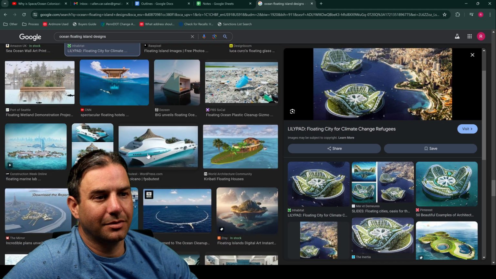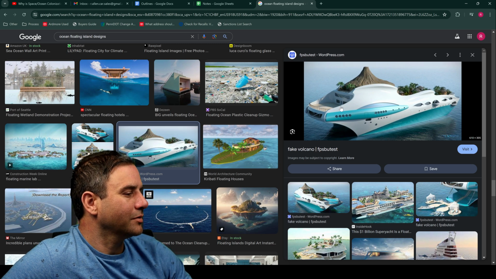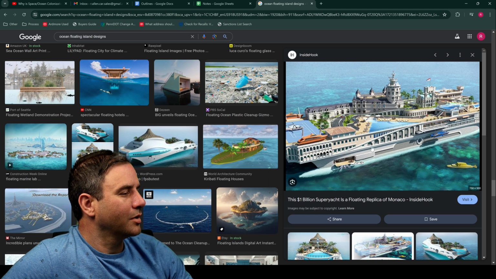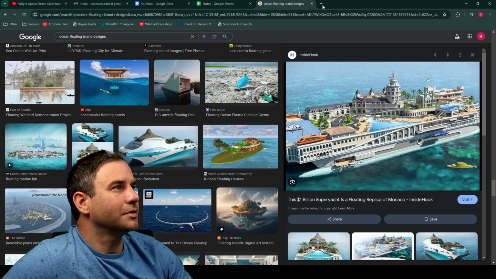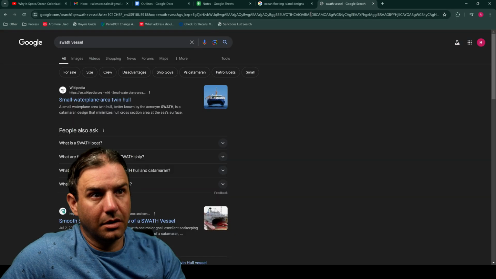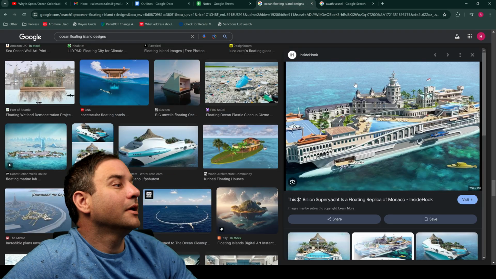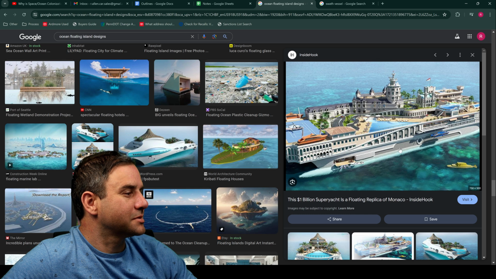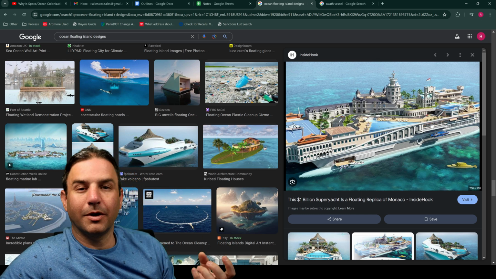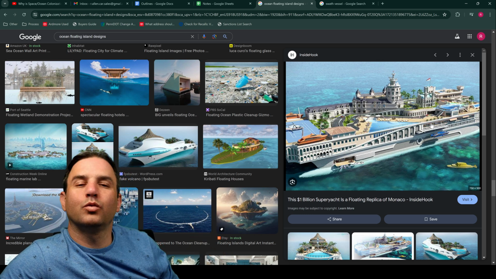Here's an example of one way to do it. This is called a SWATH structure. What does SWATH stand for? Small Waterplane Area Twin Hull. Yeah, that's what it was. So basically, you have a smaller amount of hull underneath the surface, and most of the floating structure is well above the surface.